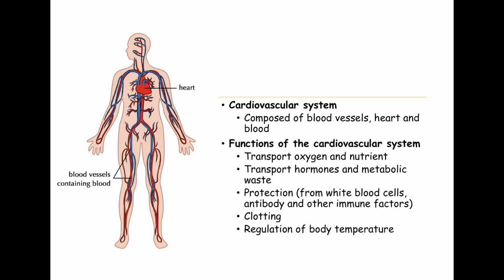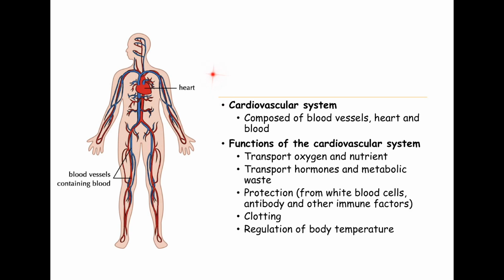Another thing that the cardiovascular system provides is protection. This is more so looking at some of the factors found in blood, like white blood cells, antibodies, and other immune factors like complement that are circulated through the cardiovascular system. Then we have clotting and also regulation of body temperature. So these are the typical functions of the cardiovascular system.